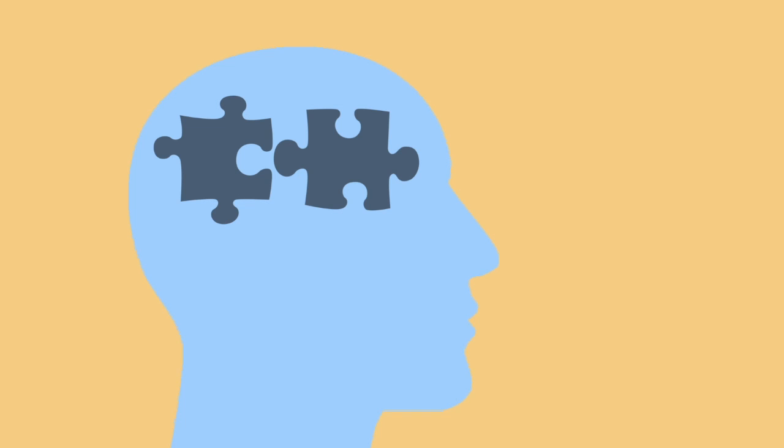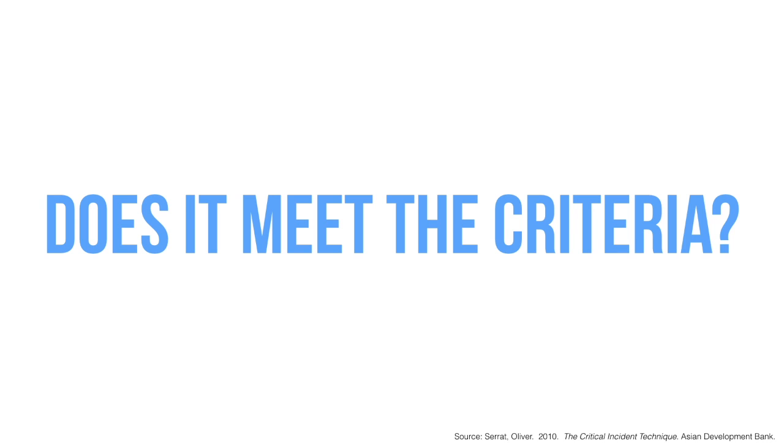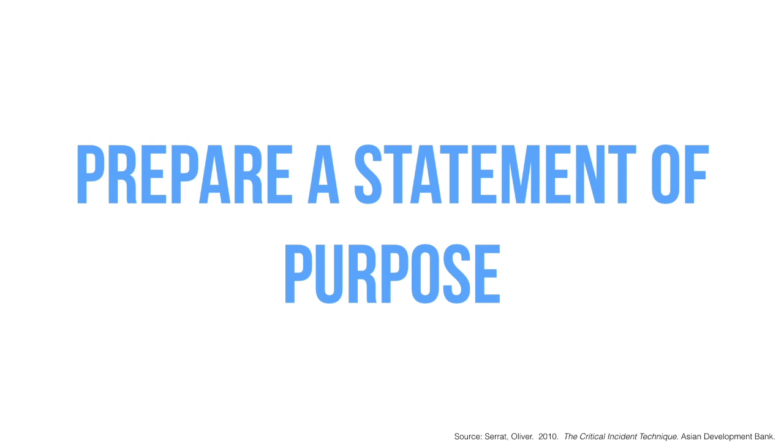Flanagan describes a technique as a set of procedures for collecting direct observations of human behavior in such a way as to facilitate their potential usefulness in solving practical problems and developing broad psychological principles. To begin a critical incident technique intervention, it is essential to agree on whether the issue meets the established critical incident criteria, and then prepare a clear, concise statement of purpose of the incident.